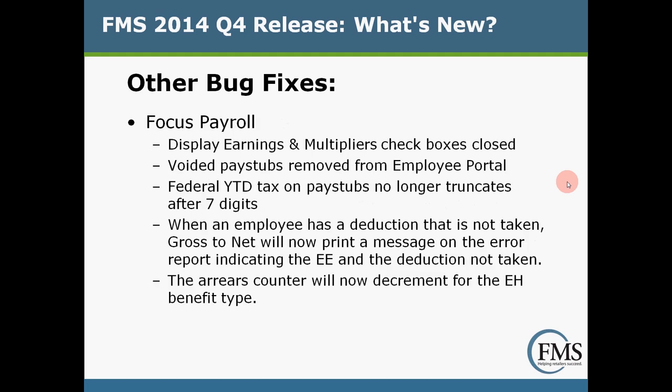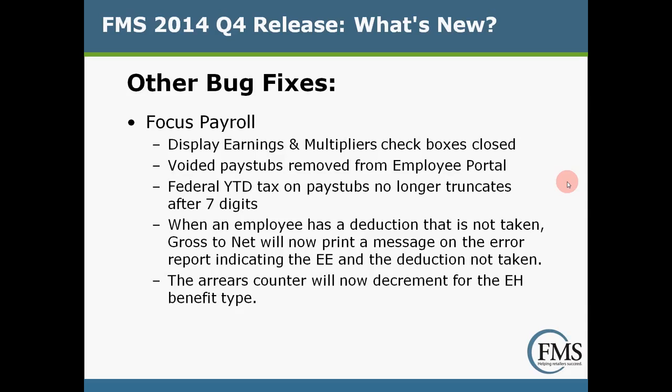Under focus payroll, the bug fixes that we've taken care of, mainly under display earnings and multipliers. It looked like you could check the boxes there under display. Now those have been closed so that you can't do that, so it's not confusing. Voided pay stubs have now been removed from the employee portal, so if there was a pay run that got messed up for some reason and you had to void a range of checks, those pay stubs won't show up on the employee portal, just the correct pay stubs.